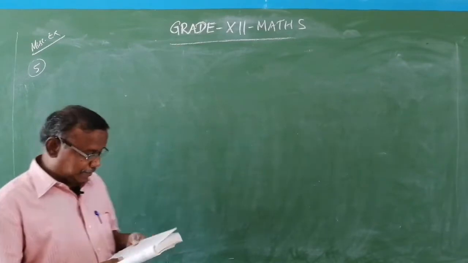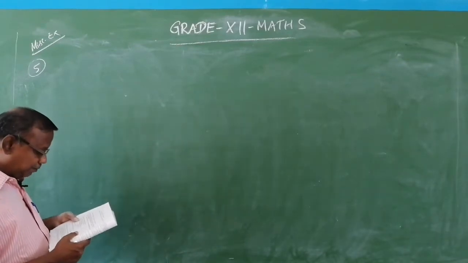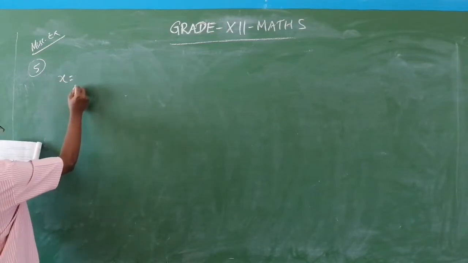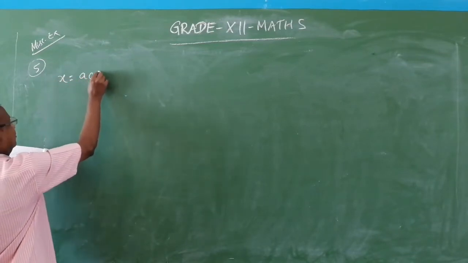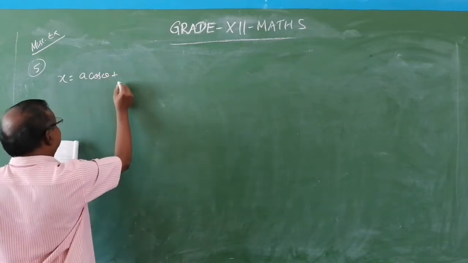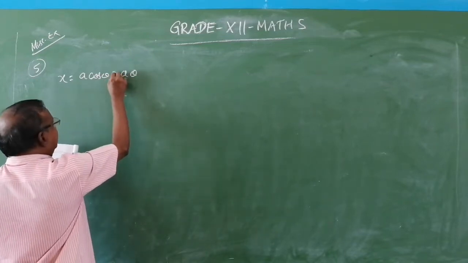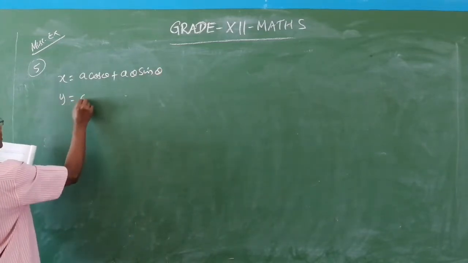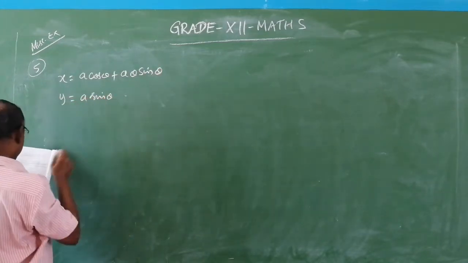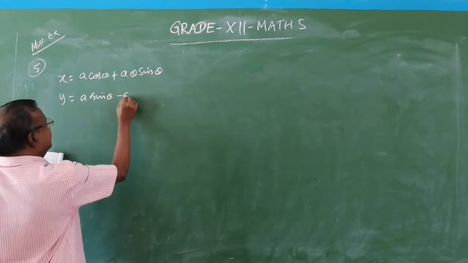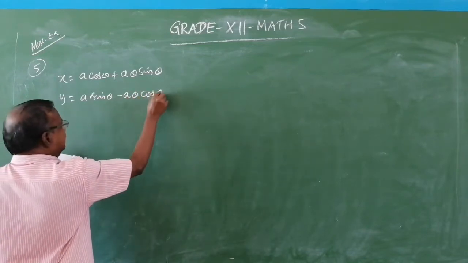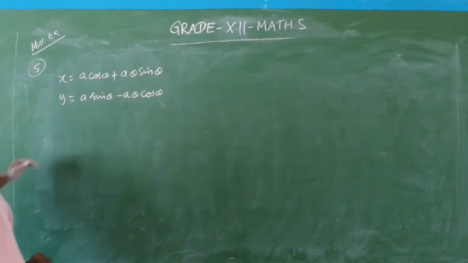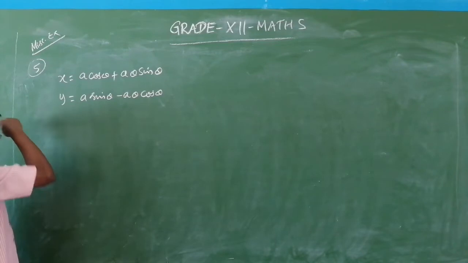Next, question number 5. Show that the normal at any point theta to the curve x equal to a cos theta plus a theta sin theta, and y equal to a sin theta minus a theta cos theta. For the slope, we have to differentiate the above functions.